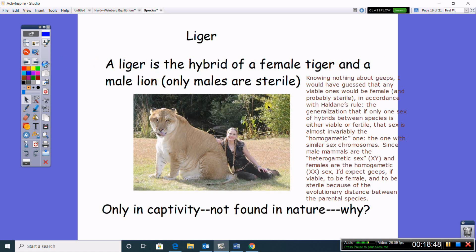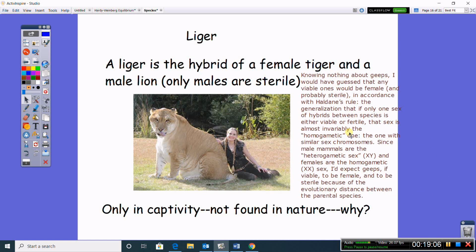There's a liger. Okay, so I think, is that what they talk about in Napoleon Dynamite maybe? A liger is the hybrid of a female tiger and a male lion. So only the males are sterile.